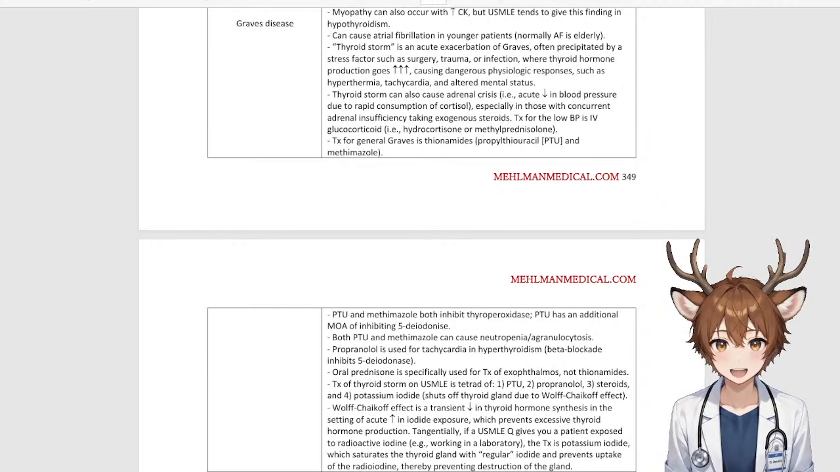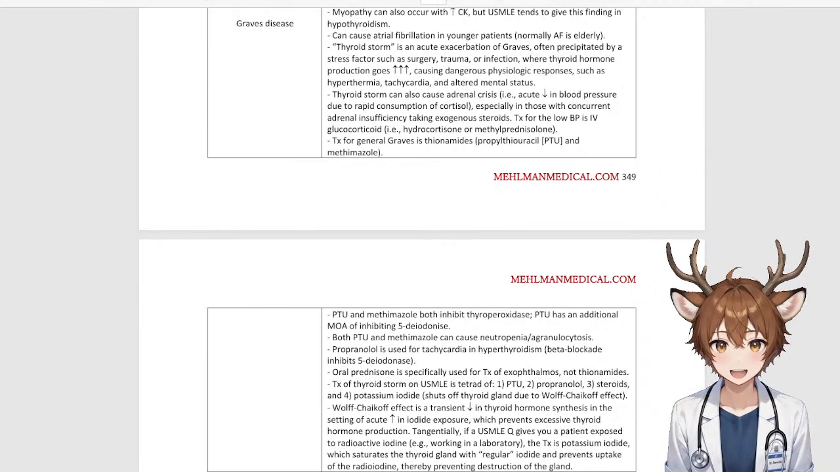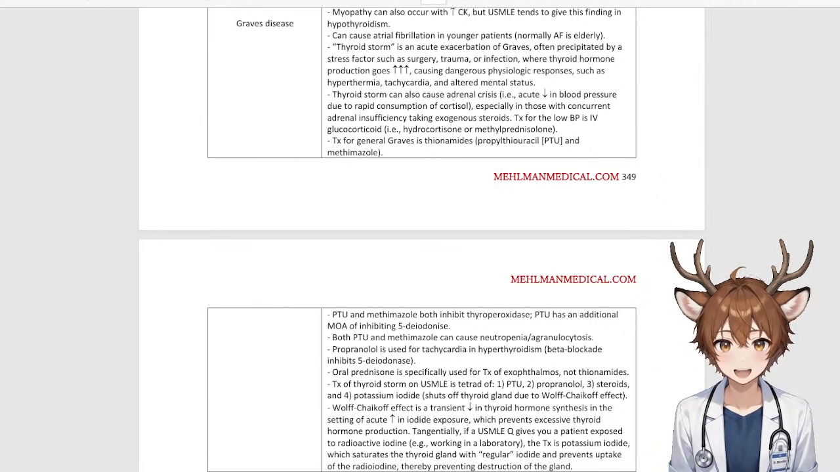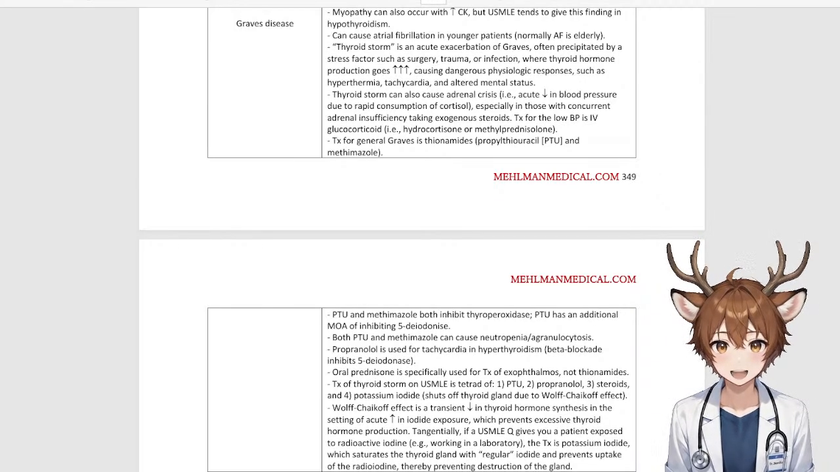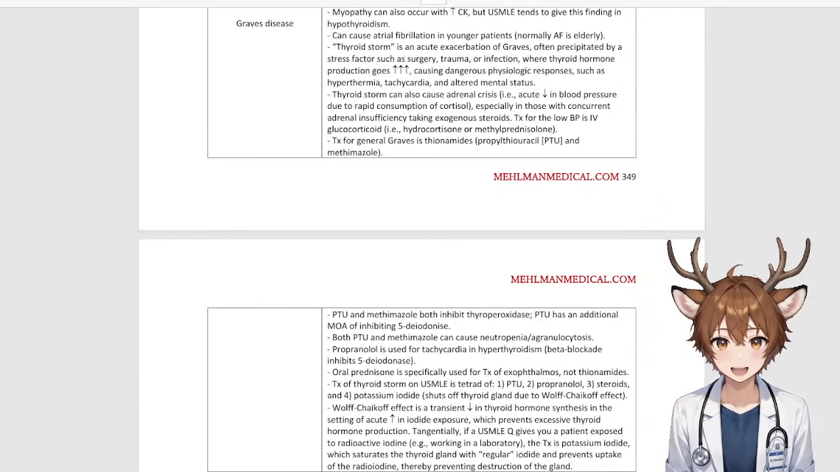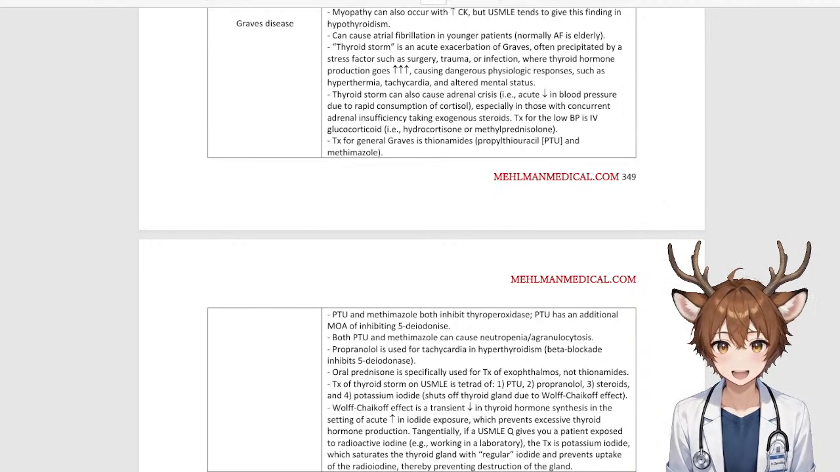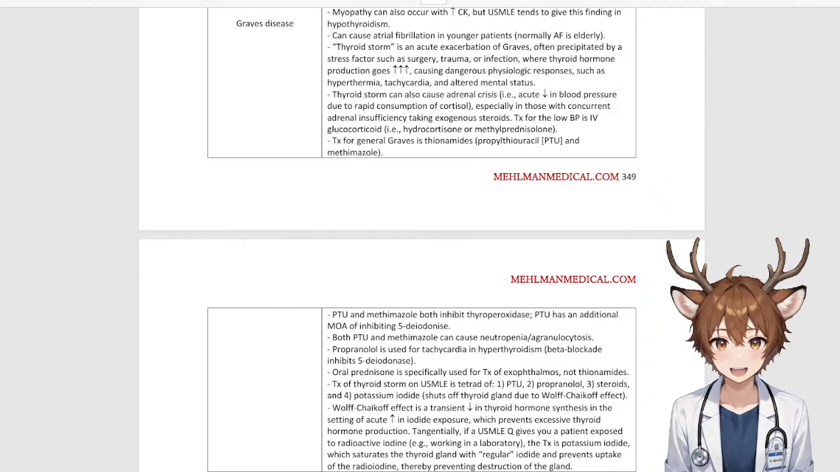Treatment of thyroid storm on USMLE is a tetrad of: 1. PTU, propylthiouracil, 2. Propranolol, 3. Steroids, and 4. Potassium iodide, which shuts off the thyroid gland due to the Wolff-Chaikoff effect. The Wolff-Chaikoff effect is a transient decrease in thyroid hormone synthesis in the setting of an acute increase in iodide exposure, which prevents excessive thyroid hormone production.